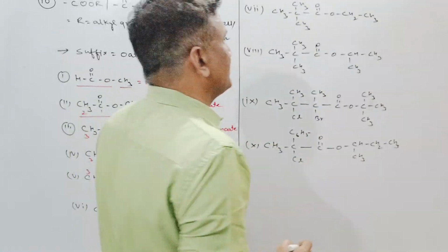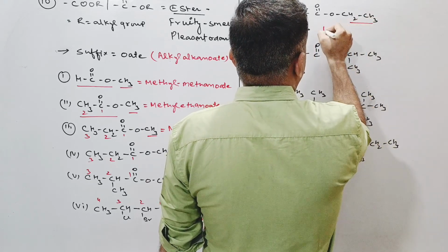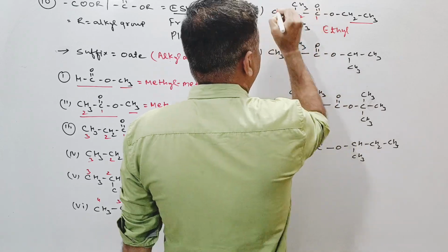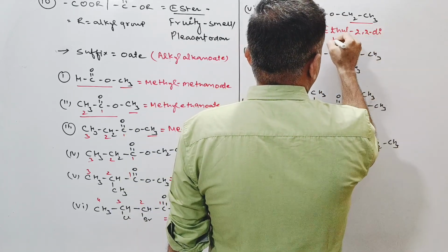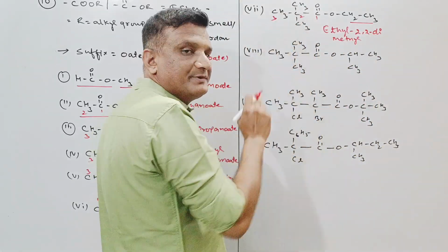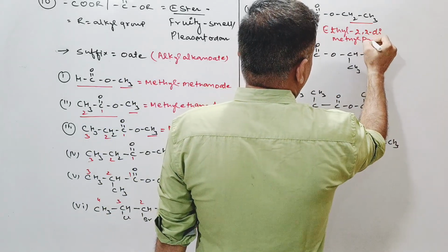If I go with the further compound, this is the ethyl, so it will be your ethyl. Here is the 1, 2, 3 chain, so 2,2-dimethyl. Over the number 2 carbon atom, there are two methyl groups. And there is a 3 carbon chain, so you will call it propanoate.